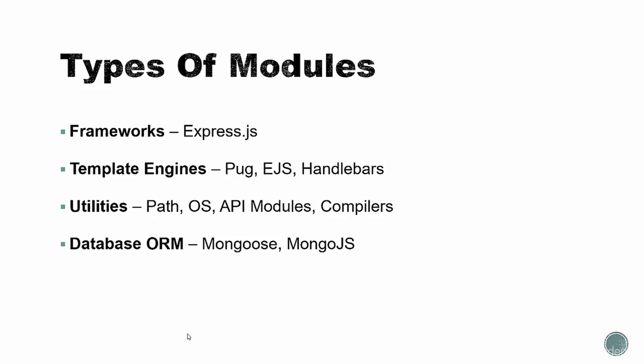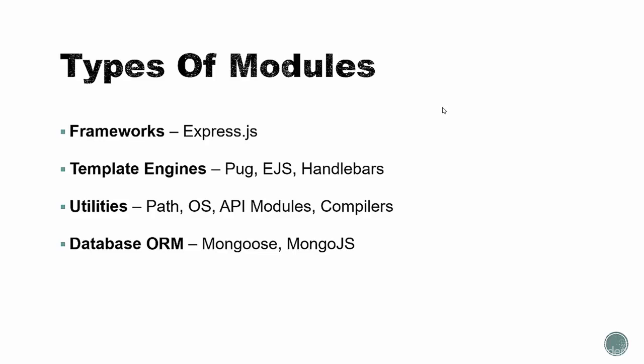So types of modules. There's a lot of different types, but these are the main categories of modules. We have frameworks such as Express. Express is definitely the most popular. I think it's either the first or second most downloaded Node module. Then we have template engines like Pug, which used to be called Jade. We have EJS, which is embedded JavaScript, and Handlebars. Those are just some of the many template engines.